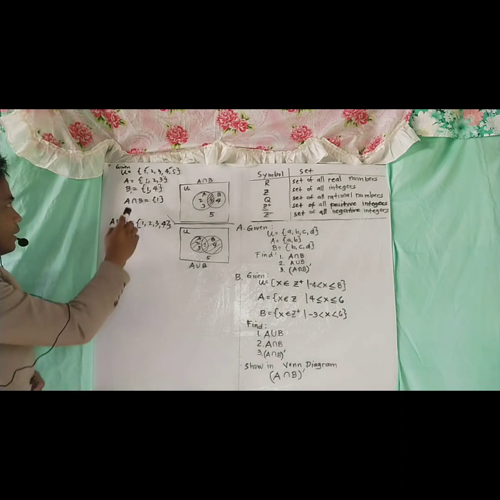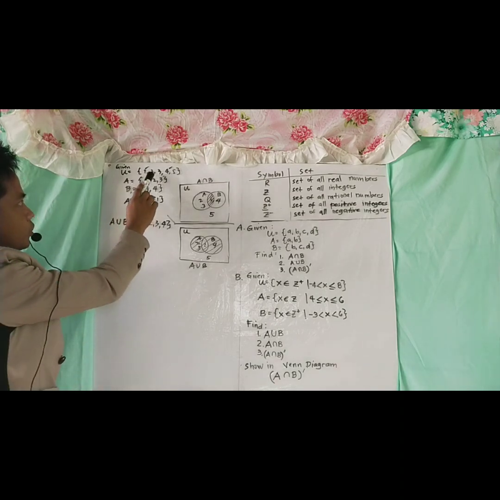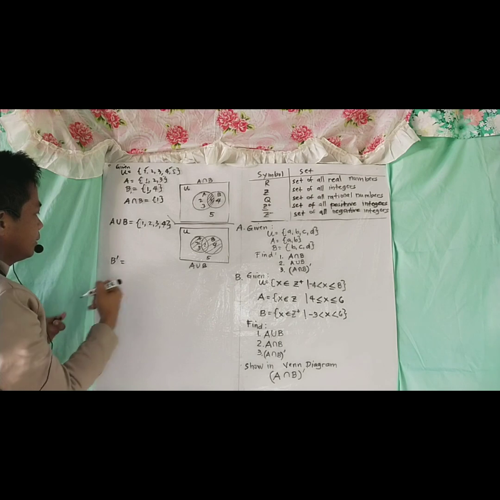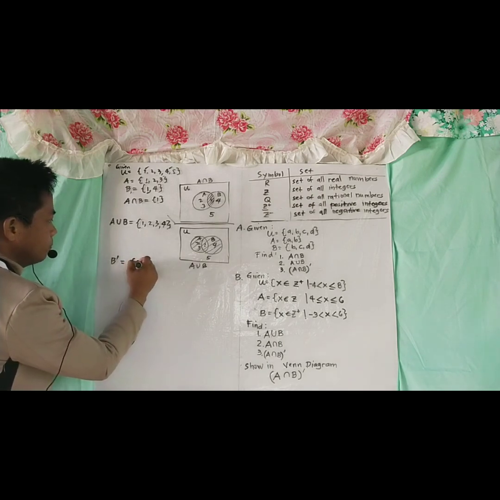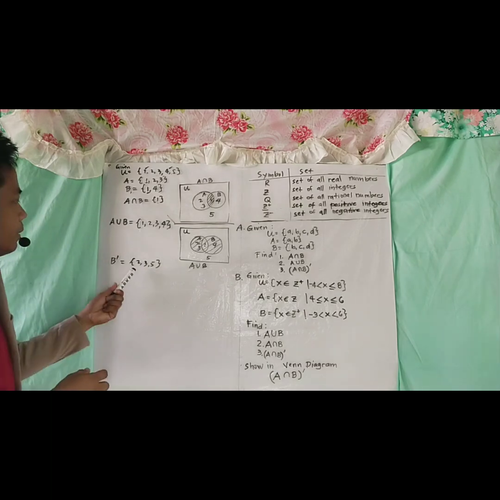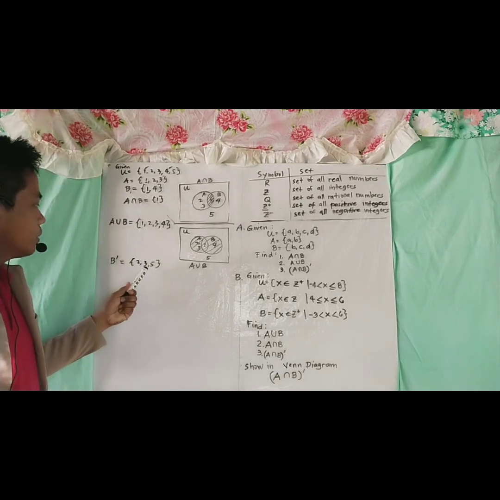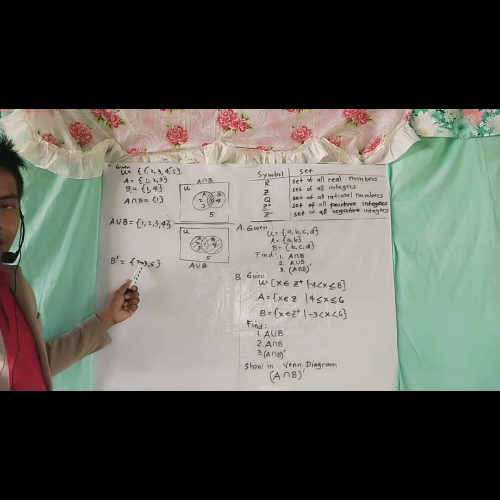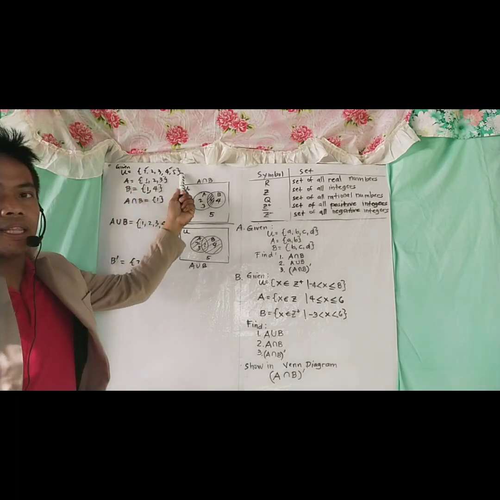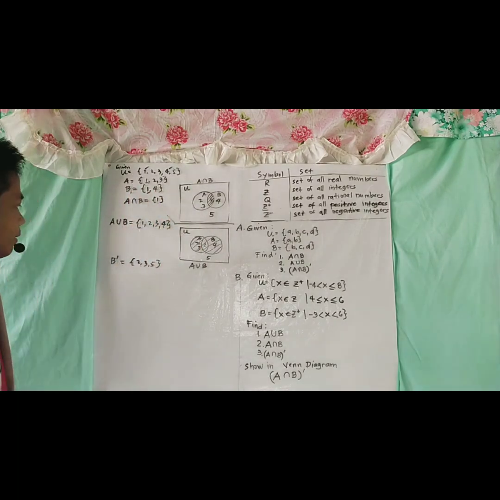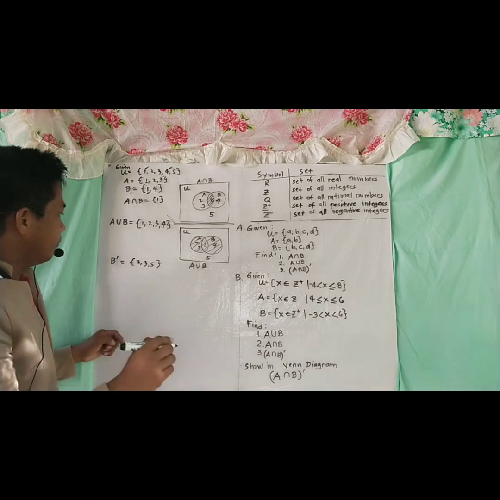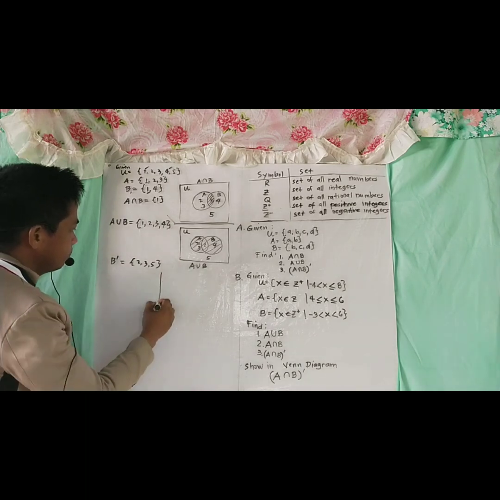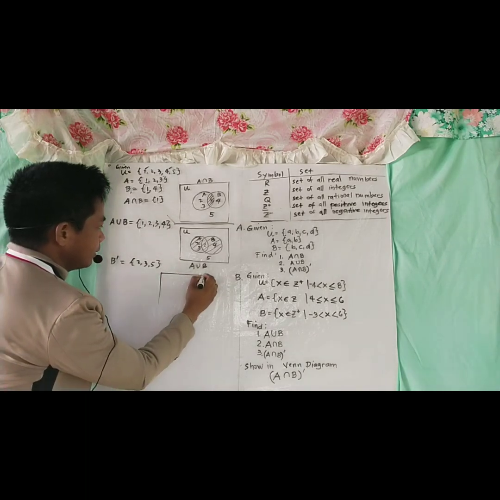Therefore, not part of B is 2, 3, 5. We have 2, 3, 5. It is not part of B, but still these are the members of the universal set. So we have to have a Venn diagram. We have this one, the B complement.